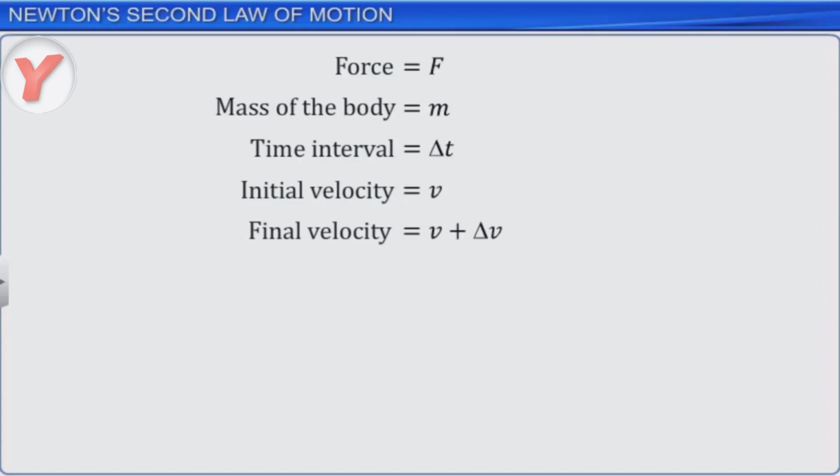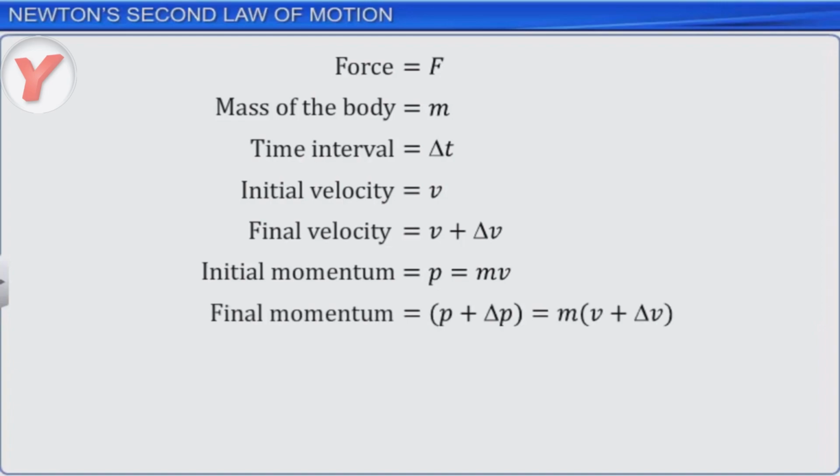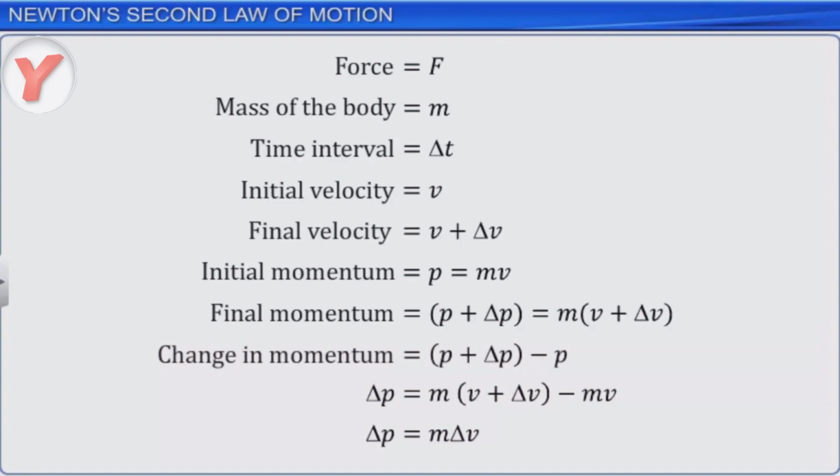Here, initial momentum p is the product of mass m and initial velocity v, and final momentum p plus delta p is equal to the product of m and final velocity v plus delta v. On simplification, we get the change in momentum of the body, delta p, as the product of mass m and the change in velocity, delta v.